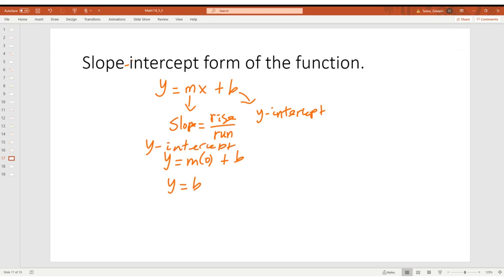Because x equals 0, the y-intercept is always at b. So if you know the y-intercept, this is how you graph. First, locate the y-intercept. So that's the first point.